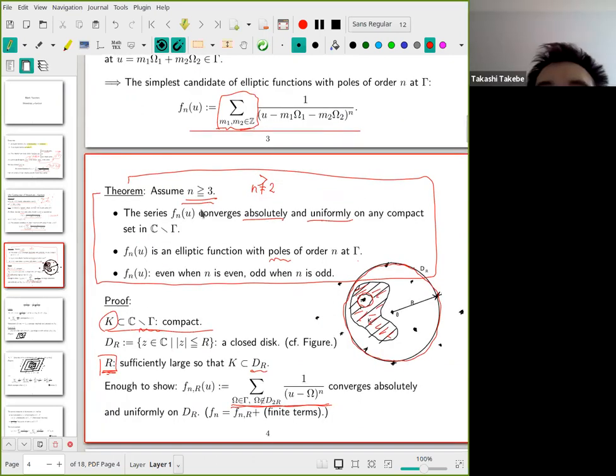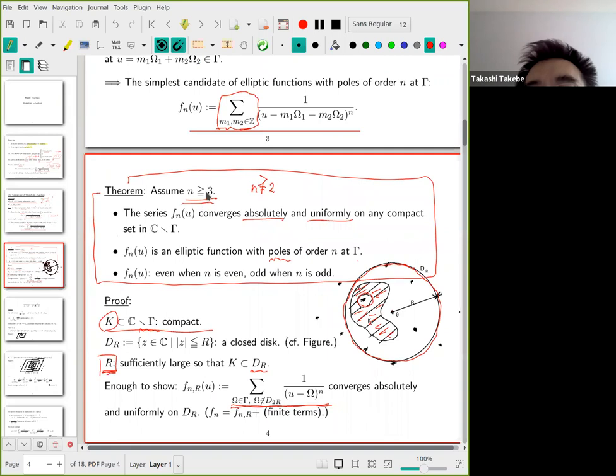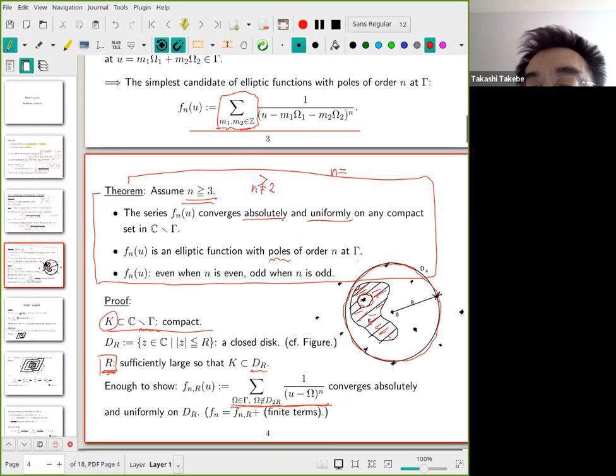So, well, if n is not less than 3, then the construction is much easier than for the P function.